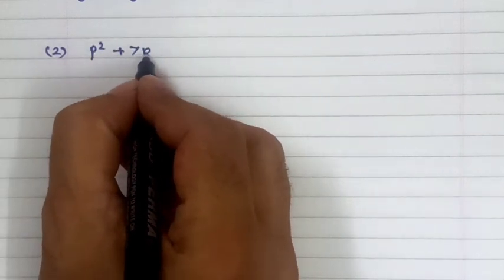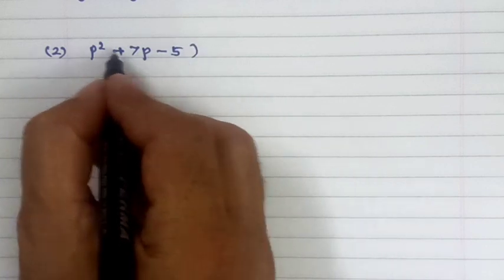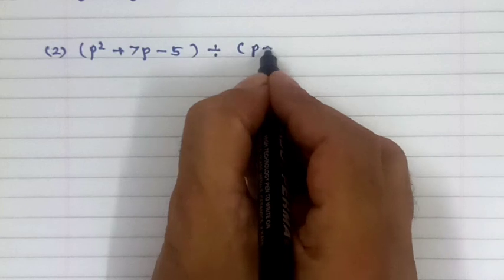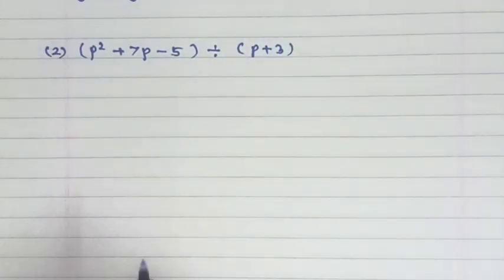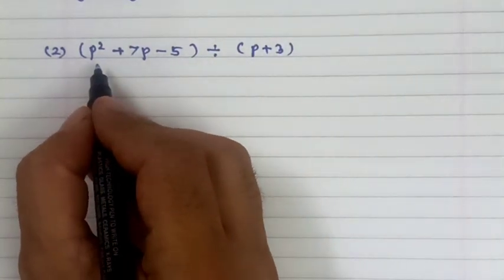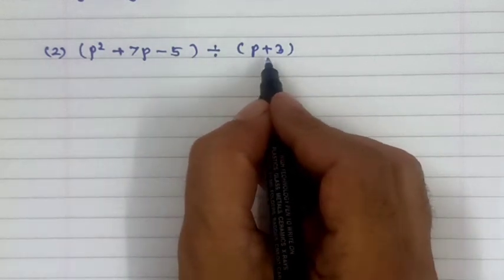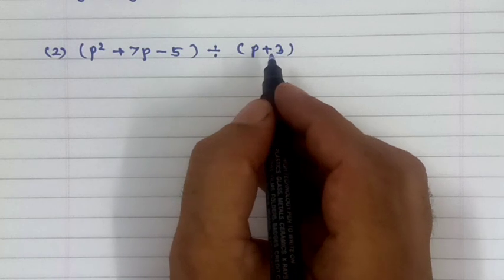Question number 2. p square plus 7p minus 5 divided by p plus 3. As I told you, your dividend is p square plus 7p minus 5 and your divisor is p plus 3.